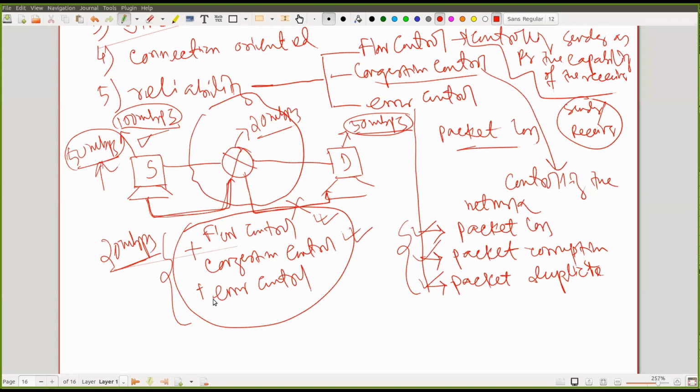So in order to achieve reliability, a lot of time has to be invested in the packet communication. That's why TCP is slow in nature, whereas it is reliable. UDP is fast in nature, whereas it is unreliable. This is the basics of TCP.